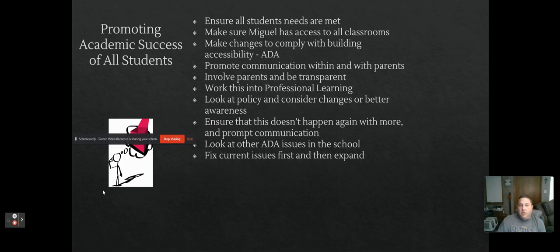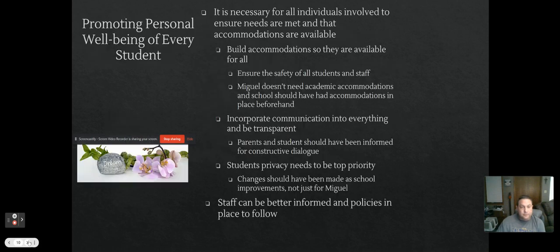We need to promote communication within the school and with the parents, involve parents, be very transparent, work this into a professional learning situation, look at policy and consider changes or better awareness. We need to ensure this doesn't happen again and that communication doesn't fail. We need to look at other ADA issues, not just this. It needs to be expanded further after this is resolved. Fix these current issues and then, like I said, just expand them.